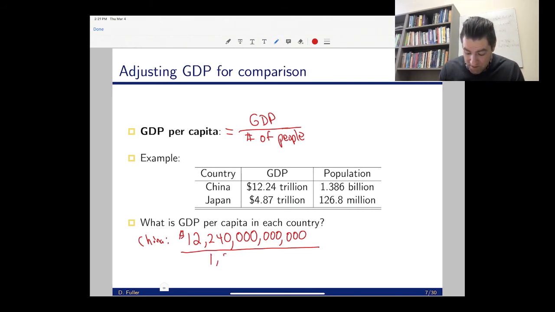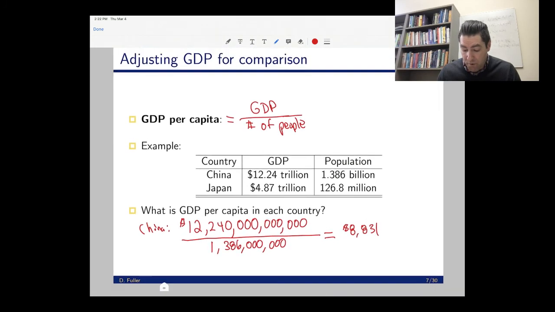So that is 1,386. 3 zeros is million, 3 more is billion. If you type that into your calculator, you should get, if I remember right, $8,831 of GDP per capita that is available in China. All right. So, while their total GDP is relatively high, so is their population. So GDP per capita, which is one way that we look at standard of living, is relatively low, as we'll see when we compare that to Japan.